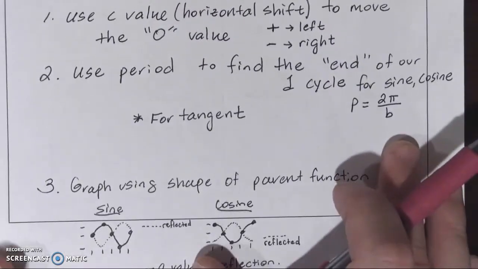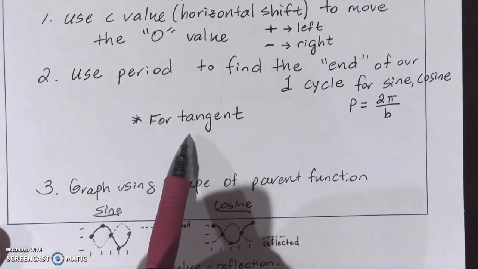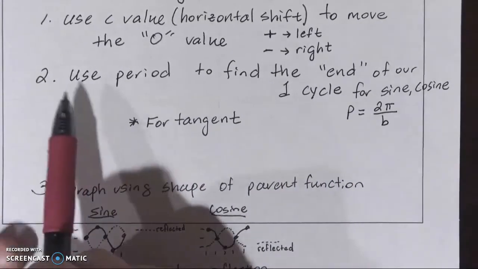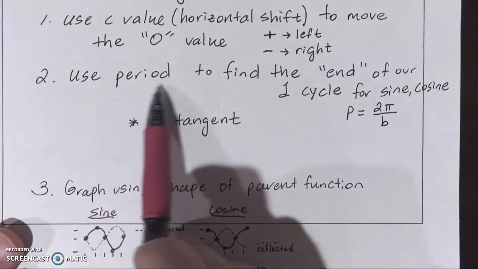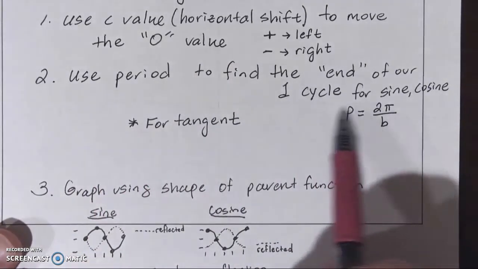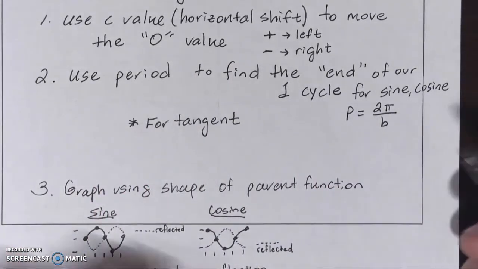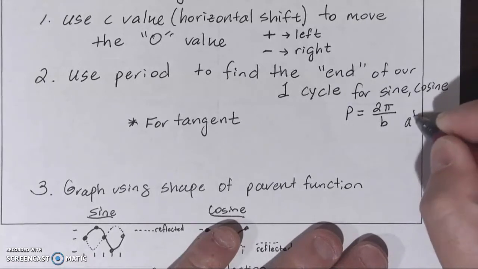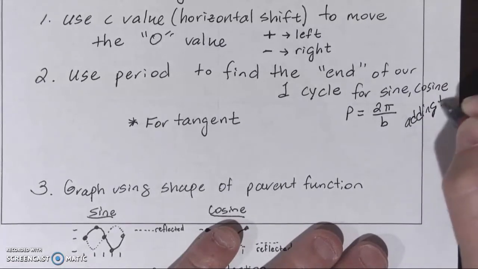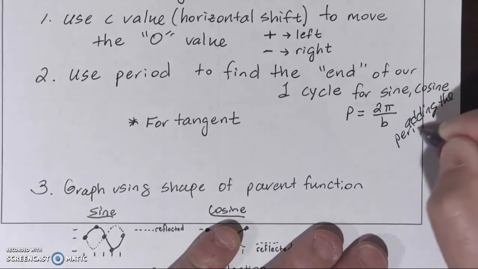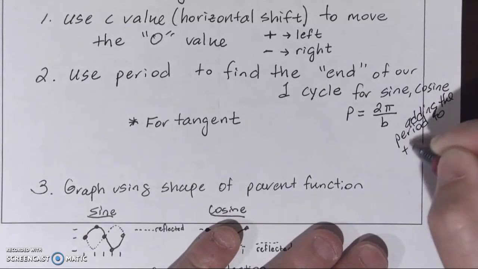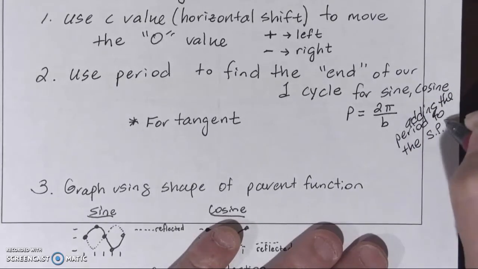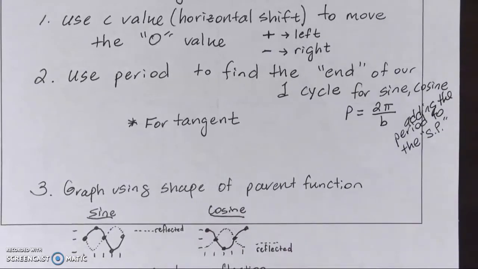Before we get to this, let's go back. We made a little spot for us to talk about tangent, okay? So number 2, when we're graphing sine and cosine, use the period to find the end of our one cycle for sine and cosine, and really, we are adding the period to the quote-unquote starting point of the one cycle, okay?